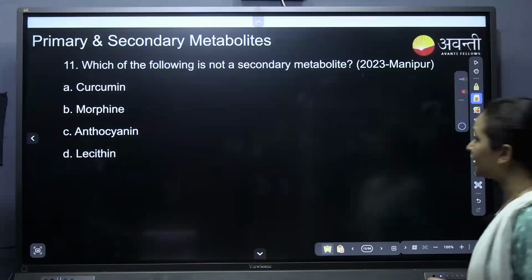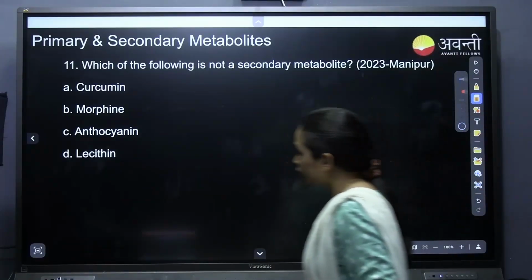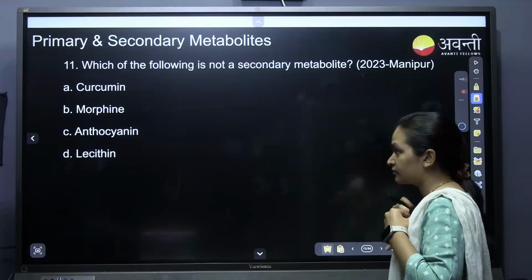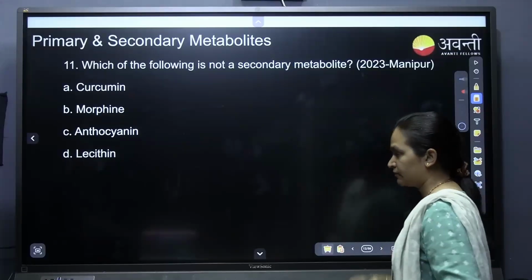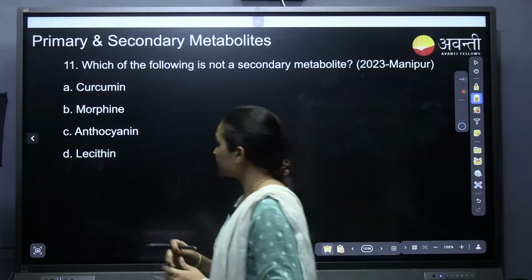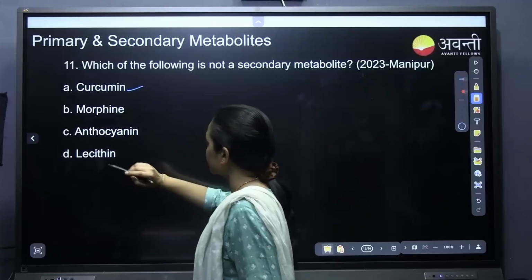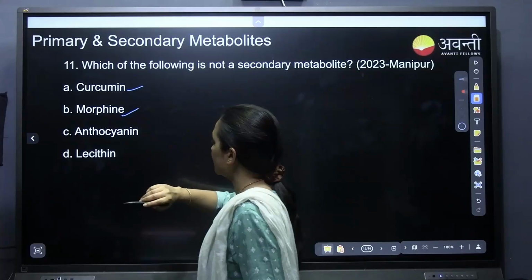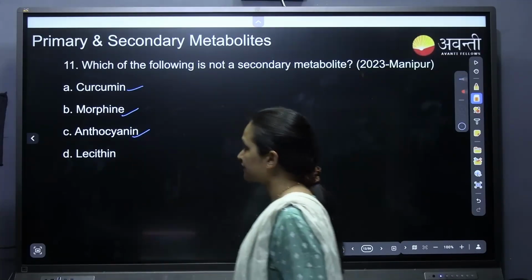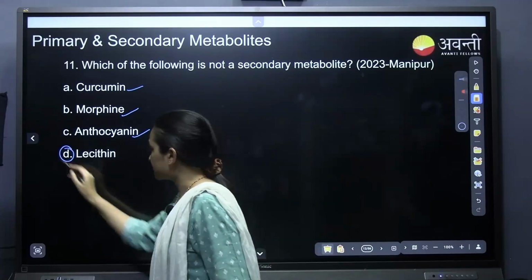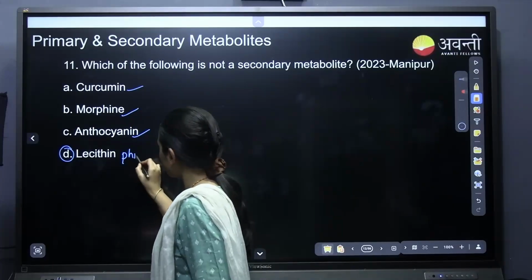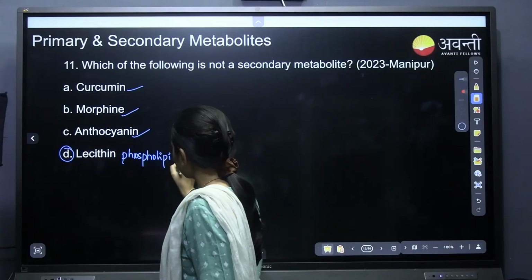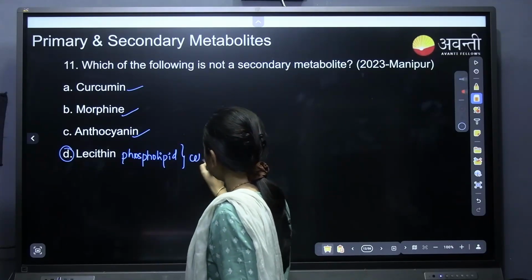Which of the following is not a secondary metabolite? Curcumin is a secondary metabolite. Yes. Morphine is an alkaloid which is a secondary metabolite. Anthocyanin is a pigment, it is a secondary metabolite. What about lecithin? Lecithin is a phospholipid. We find it in the cell membrane.